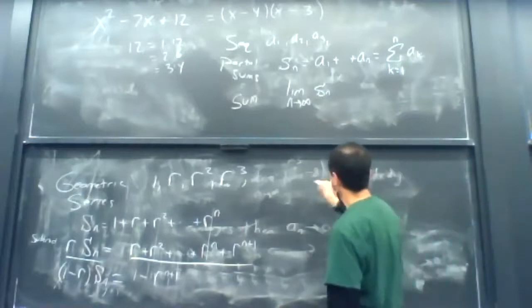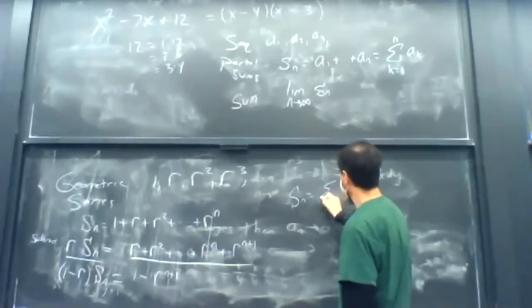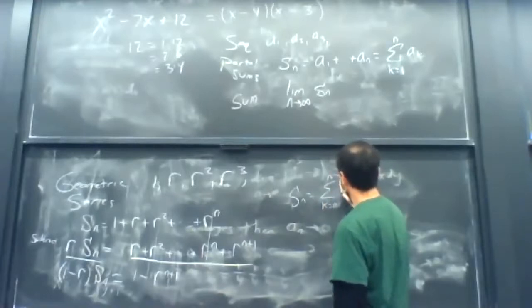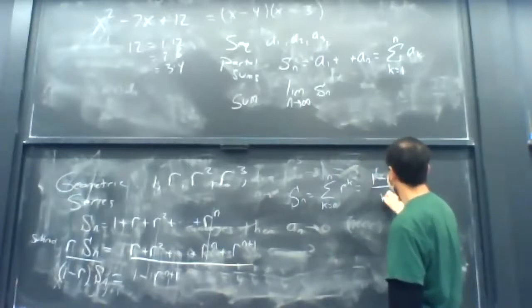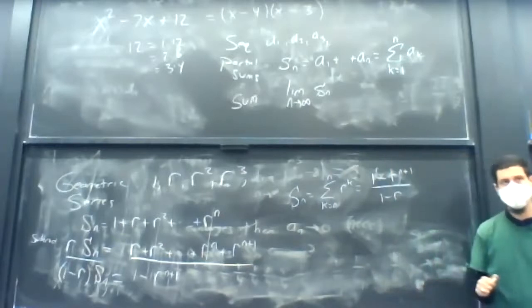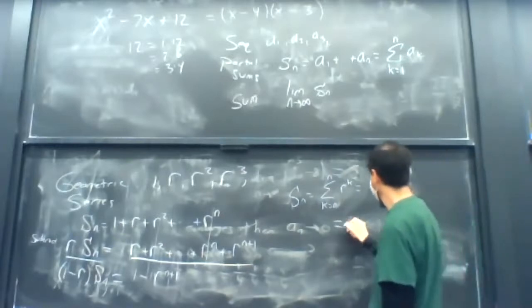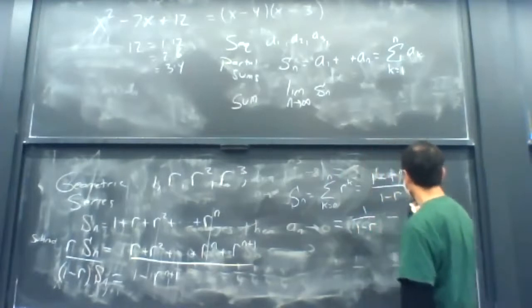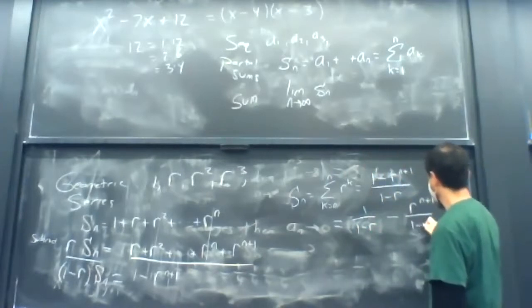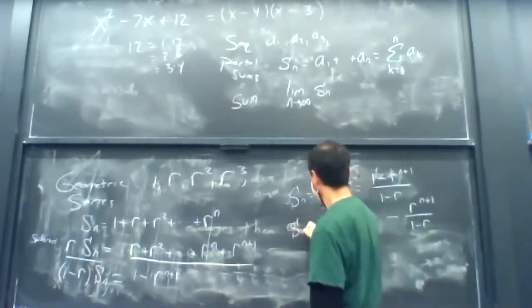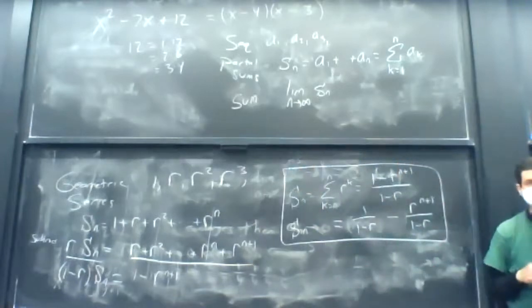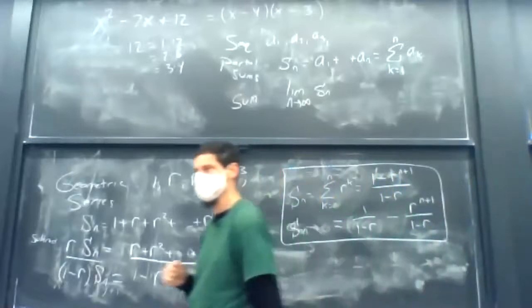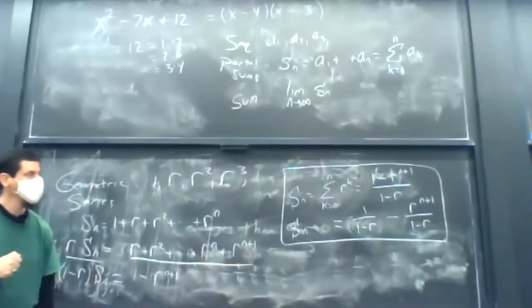So we get the partial sum Sn, which is the sum from 0 to n of r to the k, is 1 minus r to the n plus 1 over 1 minus r. And I can write that as 1 over 1 minus r, minus r to the n plus 1 over 1 minus r. So this would be my sum for a finite geometric series. And now I want to take the limit as n goes to infinity.